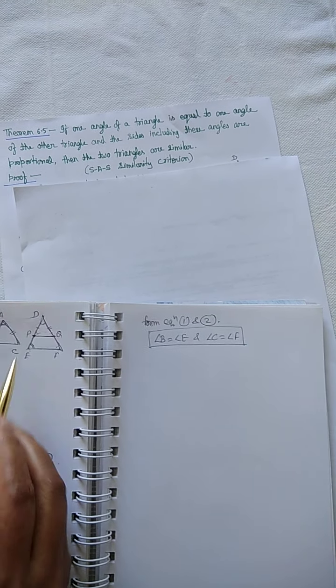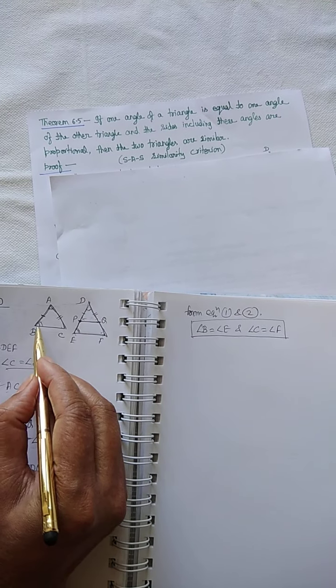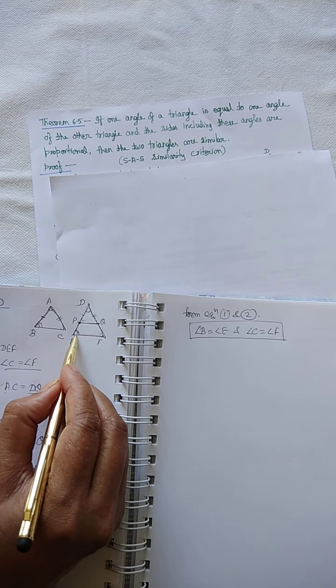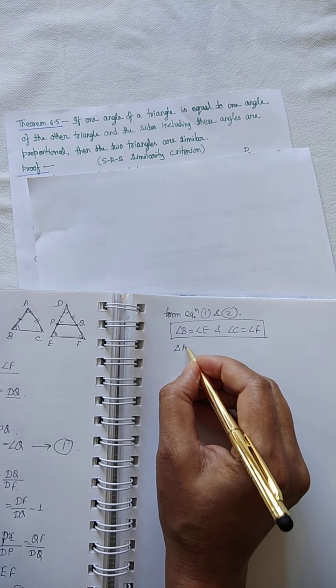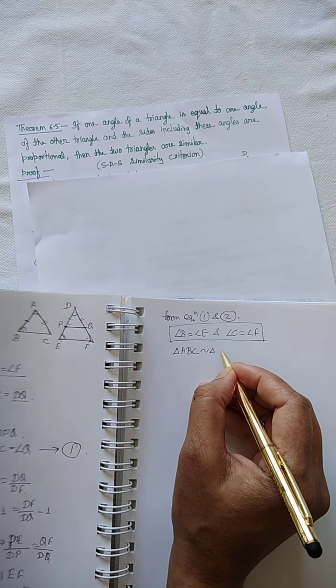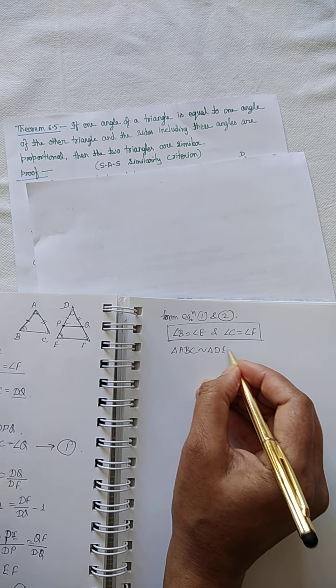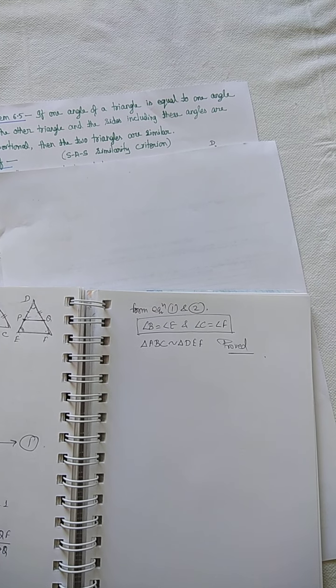And one angle is already given there, that angle A equals angle D. And the other two angles, B equals E and C equals F. Or also we can say that triangle ABC is similar to triangle DEF, correct? So this theorem is proved now, correct?